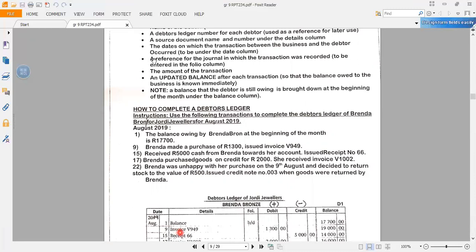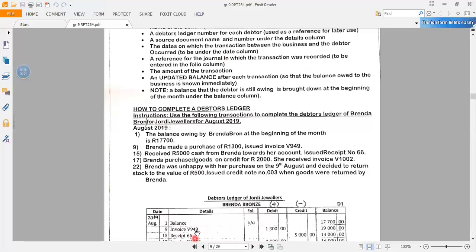Then the dates on which the transaction between the business and the debtor occurred are to be under the date column. Can you see the date column? So we go according to each date and transaction as it goes along. Then we have a reference for the journal in which the transaction was recorded, to be entered in the folio column. Here we have the folio column.